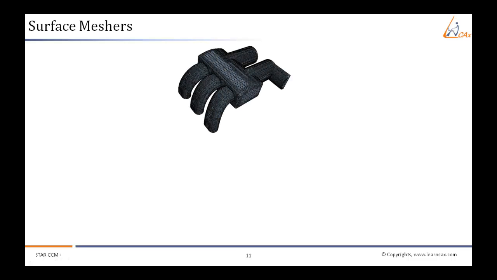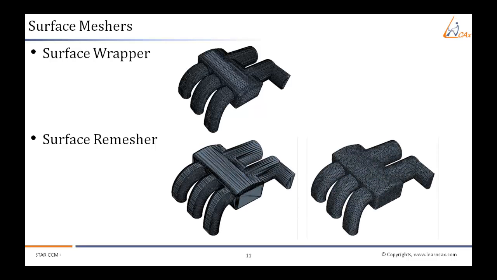First is the surface wrapper. What does it do? This wraps the initial surface to provide a closed and manifold surface mesh from complex geometry. Then we have the surface remesher. This remeshes the initial surface to provide a quality discretized mesh that is suitable for CFD. These are the surface meshers. Let us see volume meshers now.